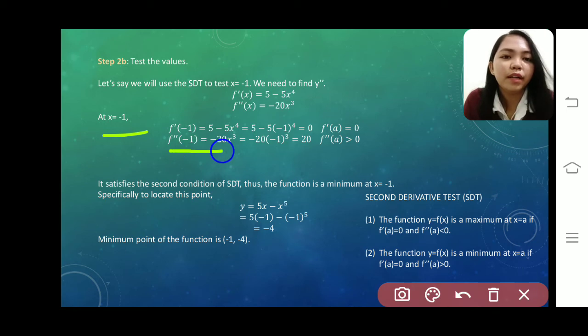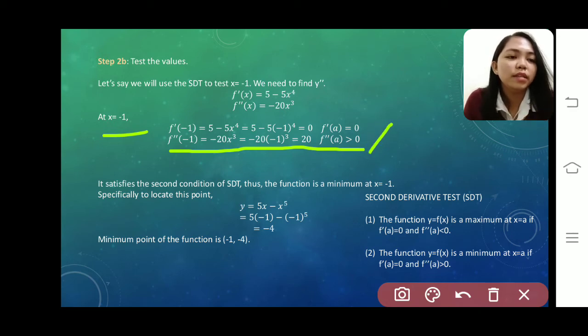So, for the value of the second derivative, we have 20. So, that is greater than 0. Therefore, it satisfies the second condition. Thus, the function is a minimum at x equals negative 1. Specifically, to locate this point, we have to substitute the value of x at the original equation. So, we have the minimum point at negative 1, 4.